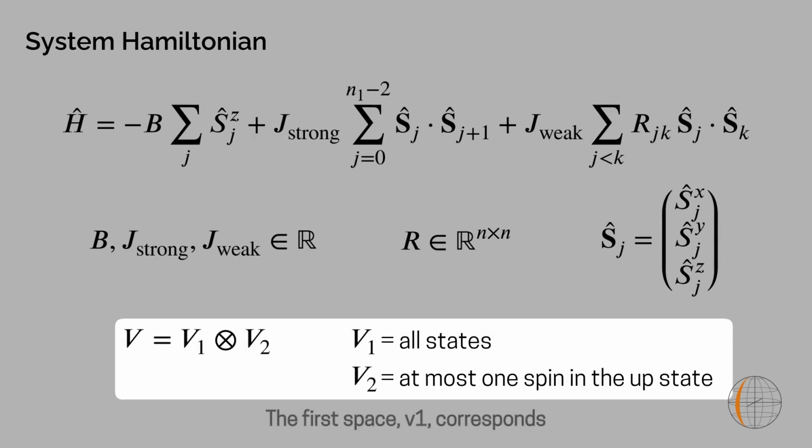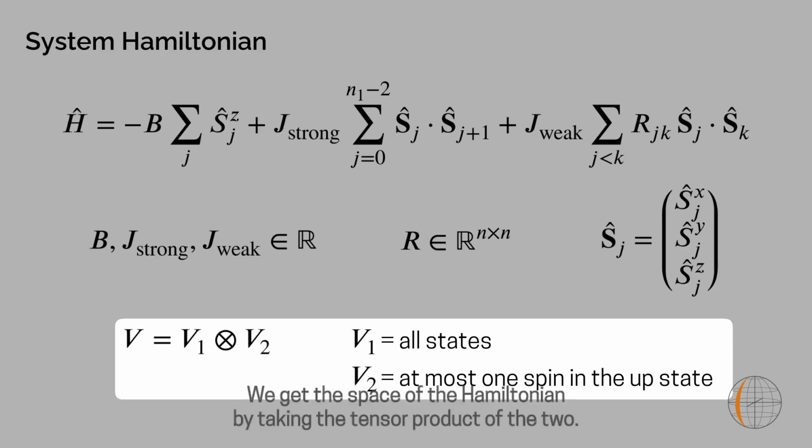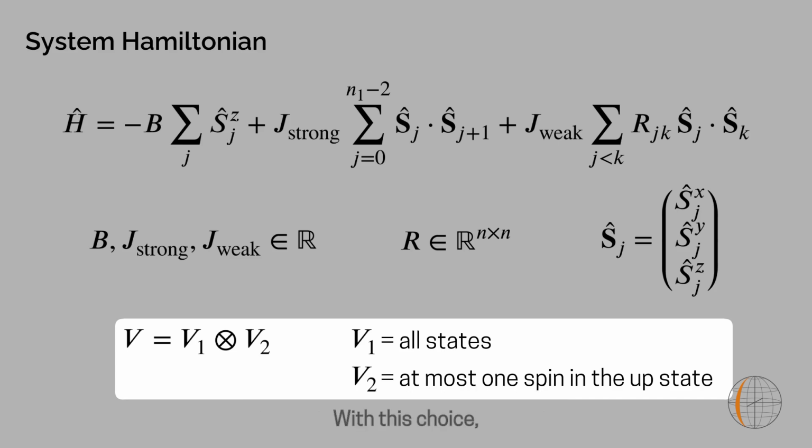The first space, V1, corresponds to all the possible states that the Heisenberg chain can be in. The second space, V2, corresponds to all the states where at most one of the surrounding spins is in the up state. We get the space of the Hamiltonian by taking the tensor product of the two. With this choice, when we increase the number of particles in the chain, the dimension of the vector space grows exponentially, but if we increase the number of the surrounding particles, the dimension only grows linearly. This allows us to simulate systems where the number of surrounding spins is large.